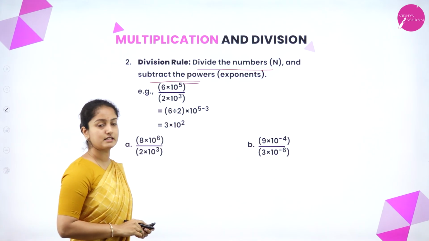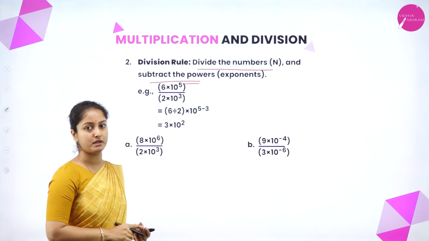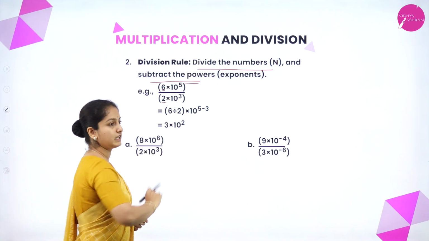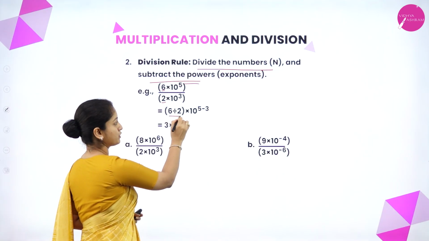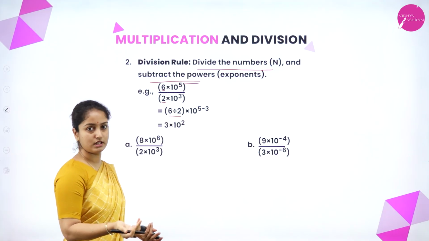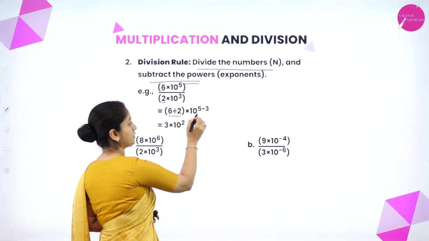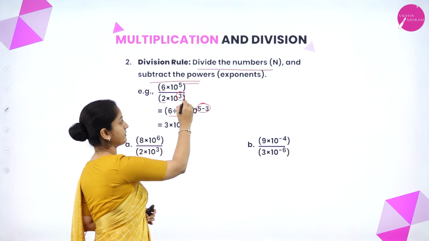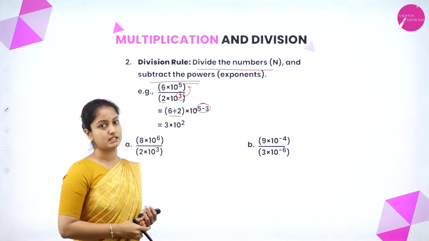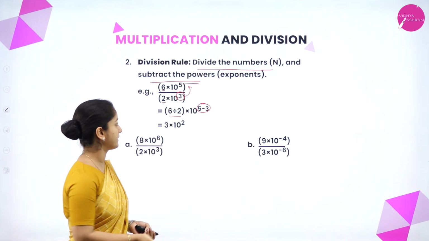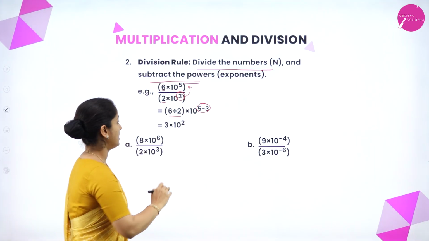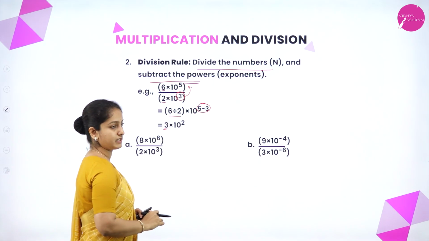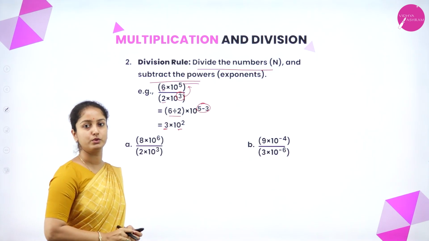The question says 6 into 10 power 5 should be divided by 2 into 10 power 3. Then the numbers are to be divided first, that is 6 divided by 2 has to be done. As usual, the division rule, then you have to apply that. Exponent should be subtracted. So this 3, when it goes to the numerator, changes its sign to the opposite sign. So that is 5 minus 3. Now 6 divided by 2 is 3. 10 to the power 5 minus 3 is 2. That is how you can solve.